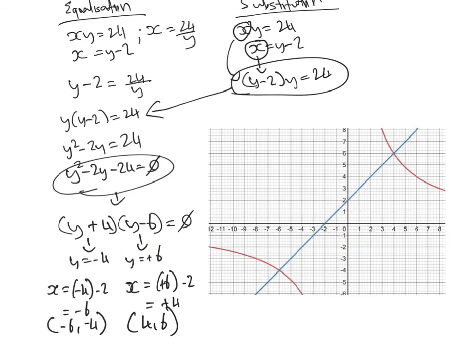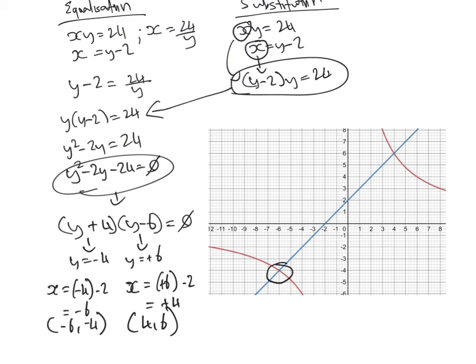And here we have it. So the red is what we can see of the reciprocal, the y equals 24 over x. And here's our line from x equals y minus 2. Here's our two solutions. We can definitely see them. Are they the solutions that we ourselves have created?